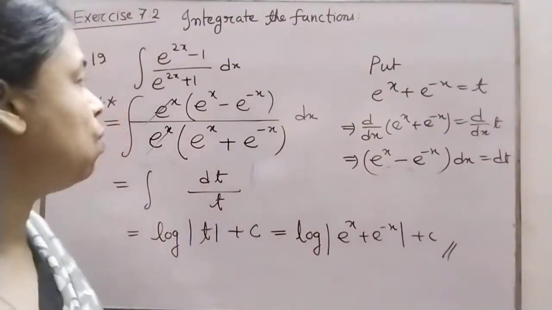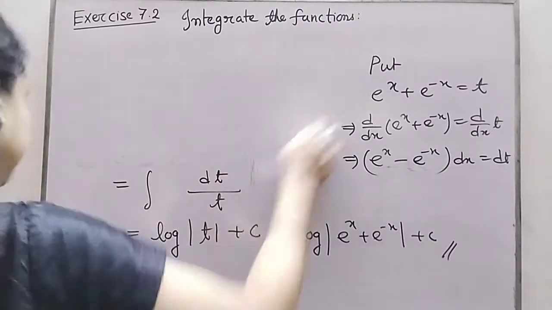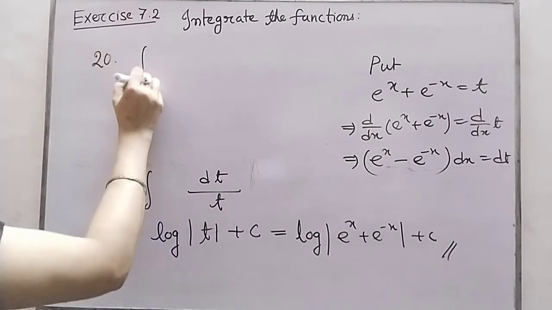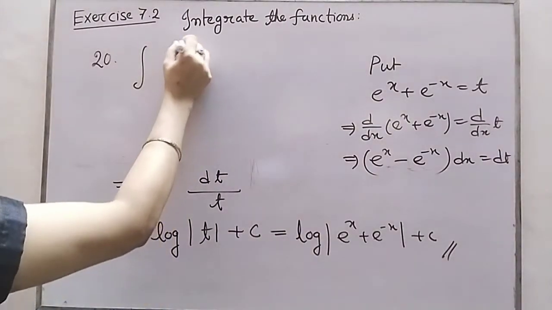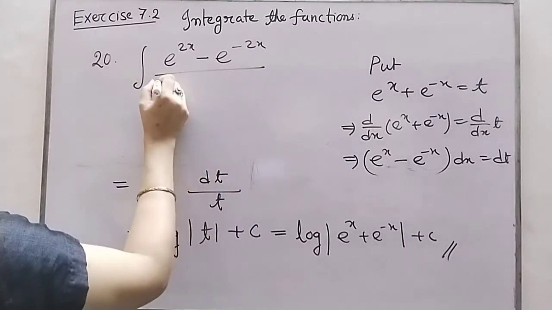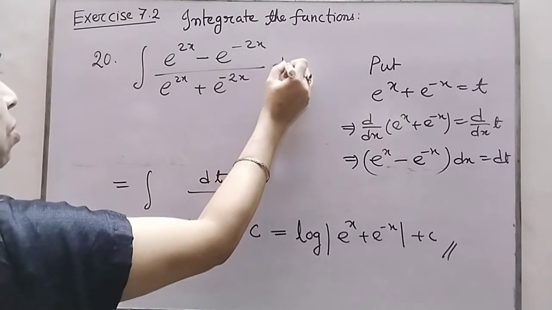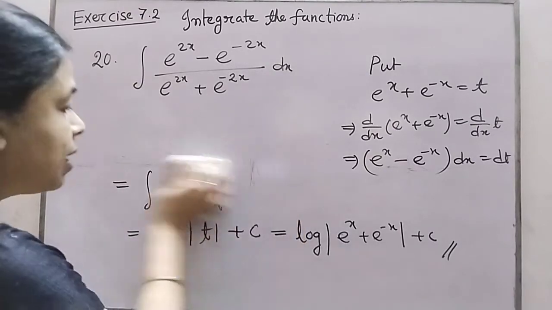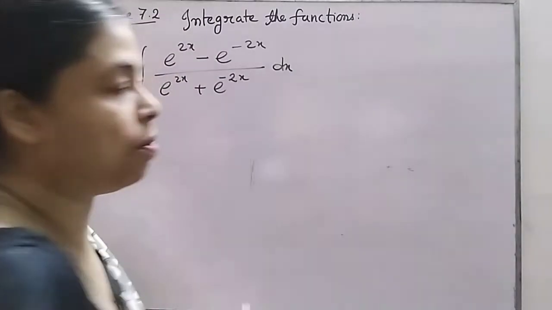Okay, so next let us go to question number 20. Your question number 20 is: integrate (e to the power twice x minus e to the power minus twice x) divided by (e to the power twice x plus e to the power minus twice x) dx. Now if you notice the question properly, last question we had to convert into this form, is it not? We convert into this form.